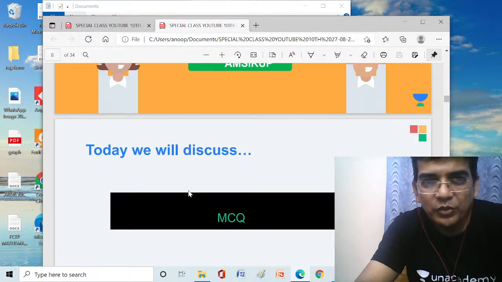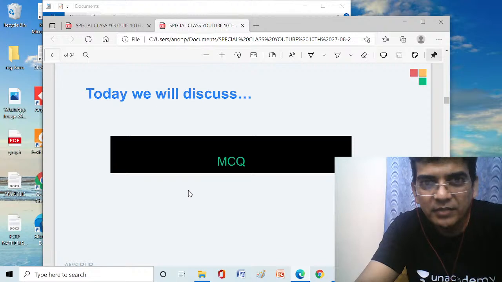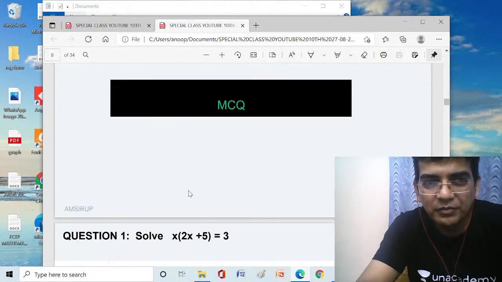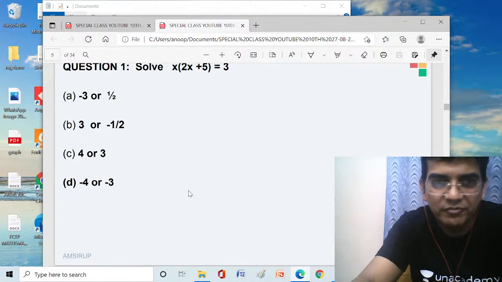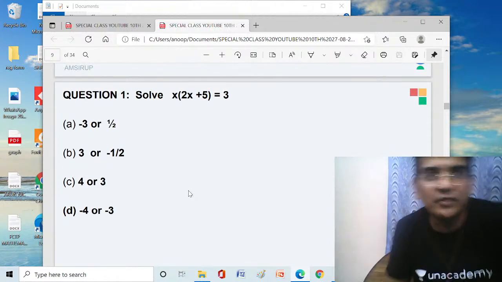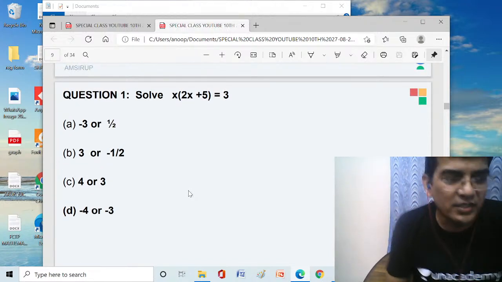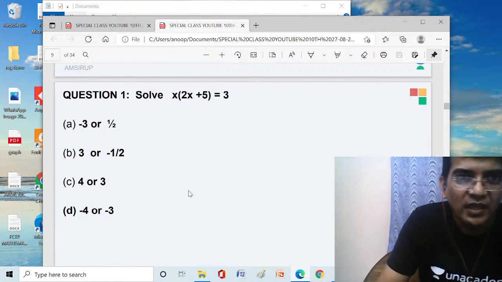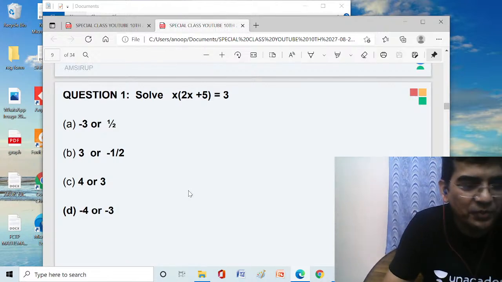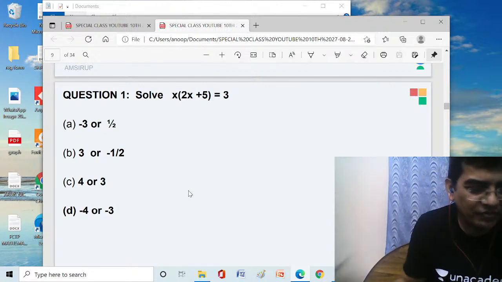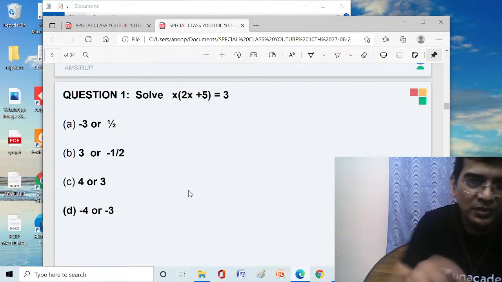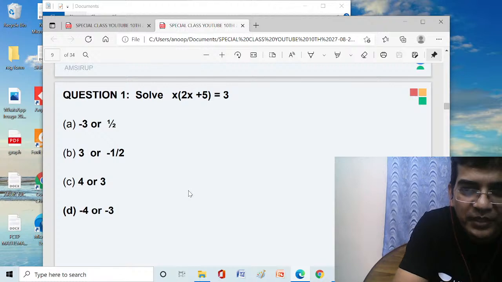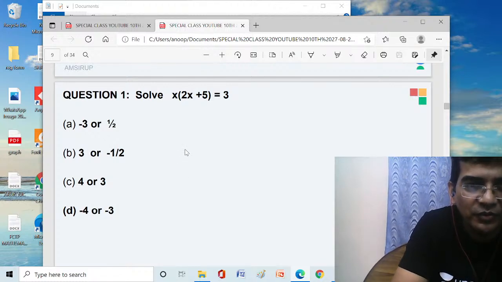Now what today we are going to do, we will be discussing a few questions on MCQ. Okay, now let us see the first one that we have. Here the question says you have to solve this equation and there are four options given to you, and you have to try to find the answer. So I'm giving you a few minutes. First you can try on your own, and if anybody gets the answer, please do comment on it.